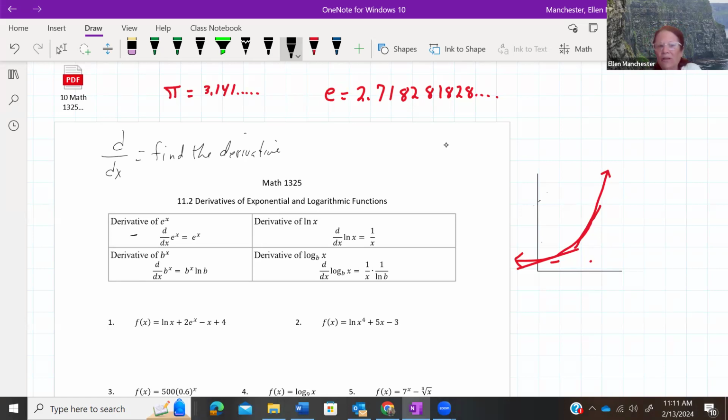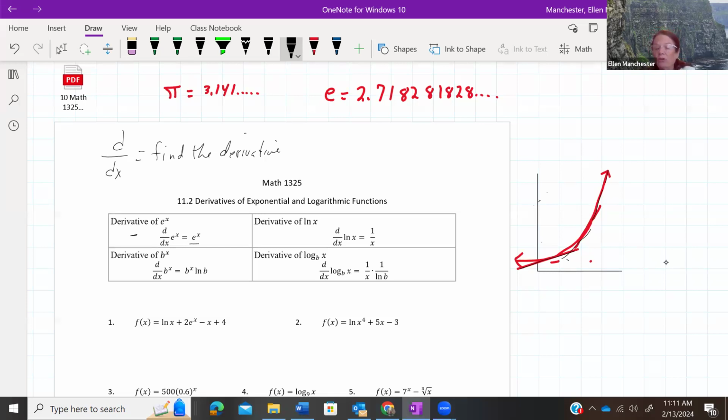The derivative of e to the x is e to the x, because if I'm finding the slope anywhere on this function, you can see it just follows the function. It ends up being the exact same shape as the function.